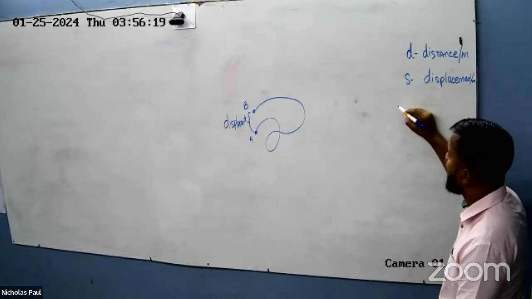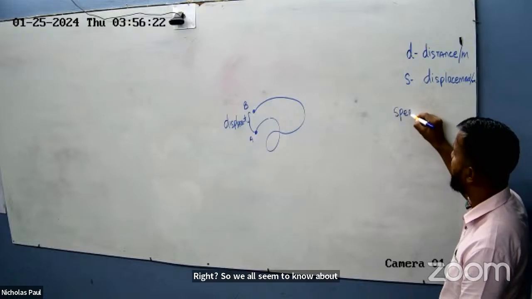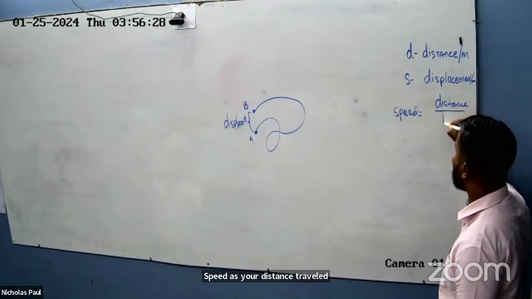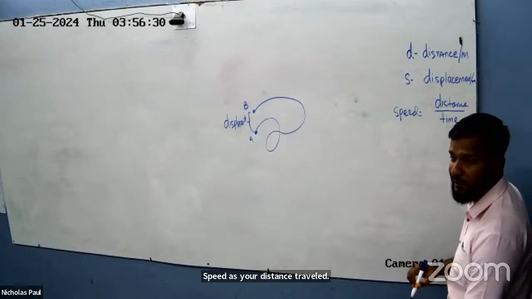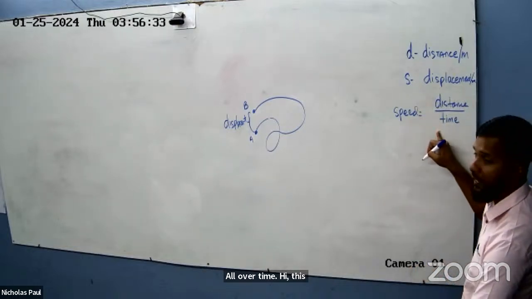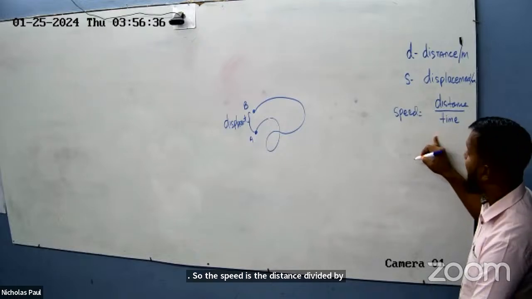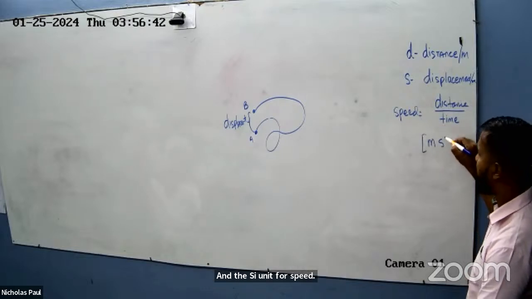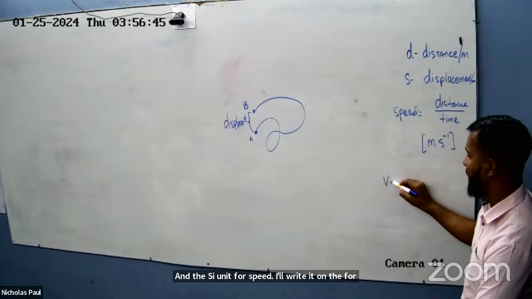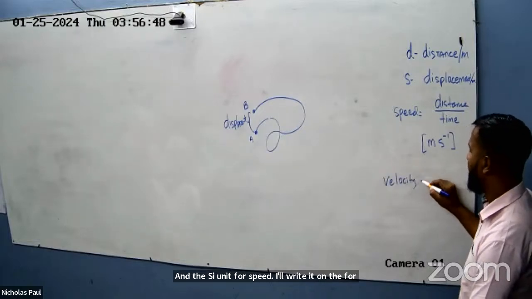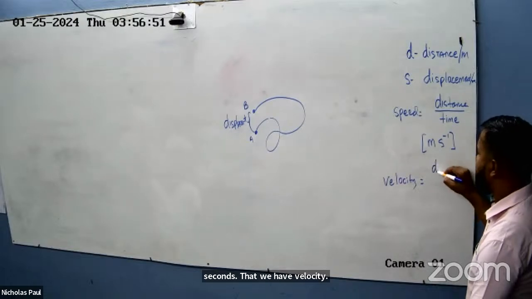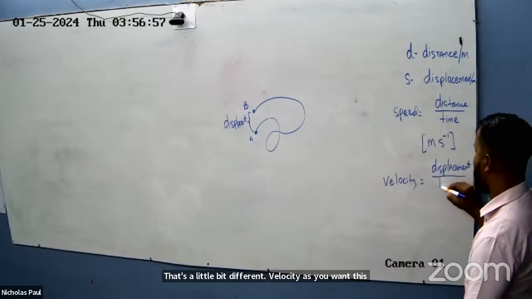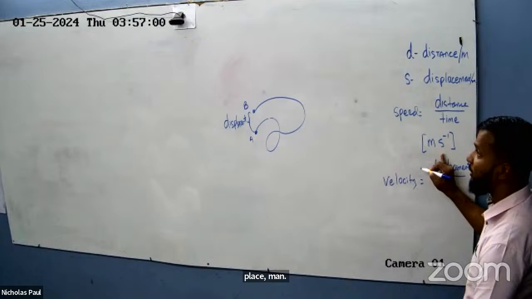So we also need to know about speed. What is speed? Speed is your distance traveled over time. So the speed is distance divided by time. And the SI unit for speed, I'll write it underneath here, is meters per second. Then we have velocity. That's a little bit different. Velocity is your displacement divided by your time. Same SI unit.